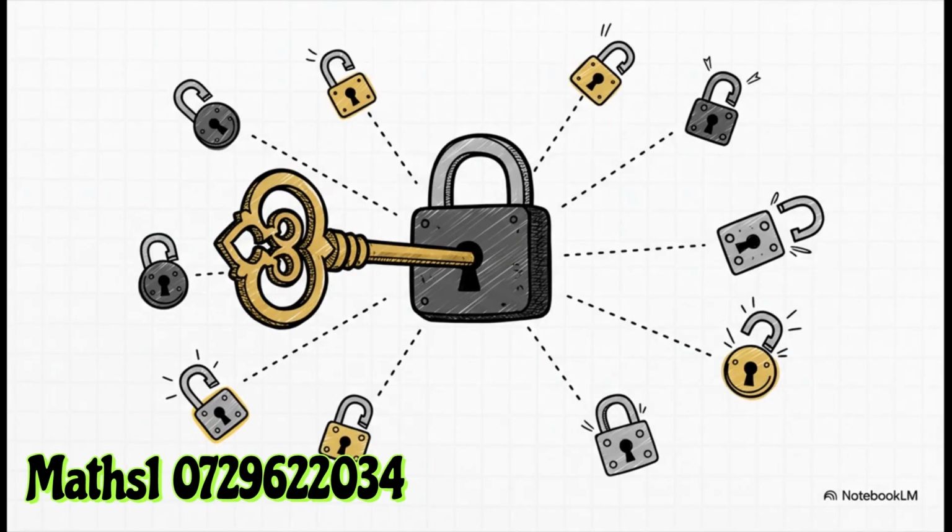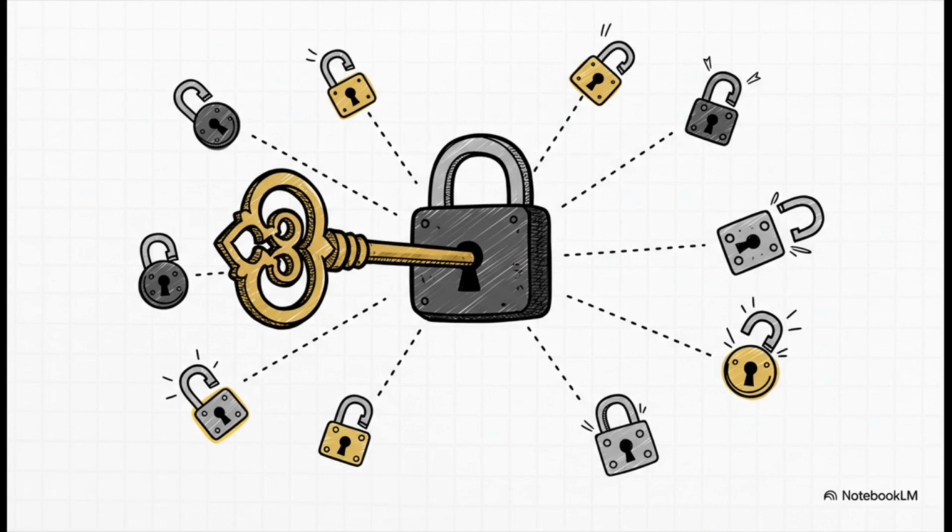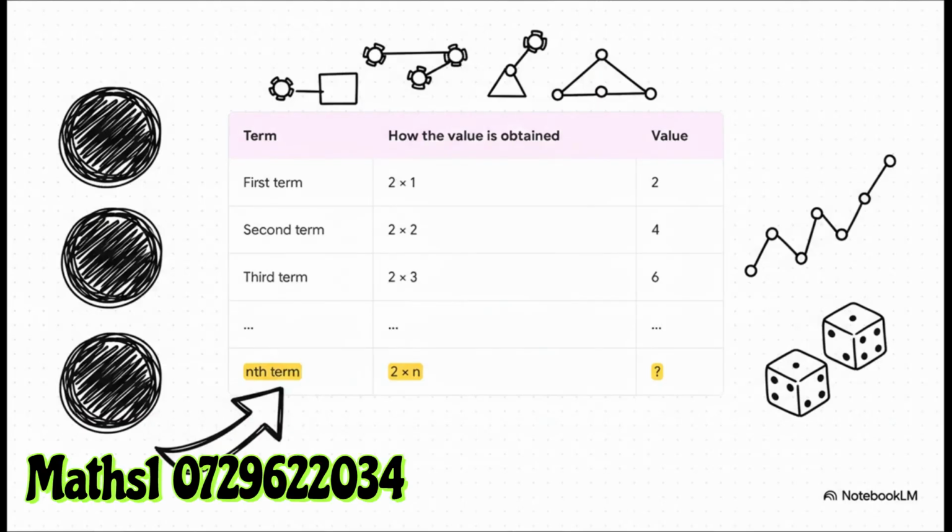Well, what if I told you that tool actually exists? Imagine having a single master key that can unlock any number in the pattern, just by knowing its position in line. Sounds pretty cool, right? Let's build one. Let's go back to our even numbers and really break them down.